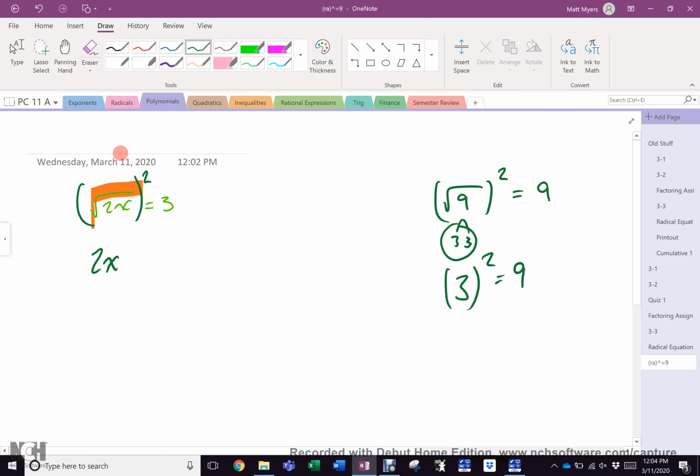But if you do something to the left side of an equation, you must do it to the right side of an equation, or it is no longer equal. So I must square this side too. So that equals 9.